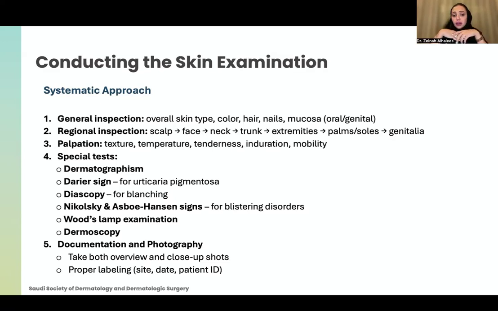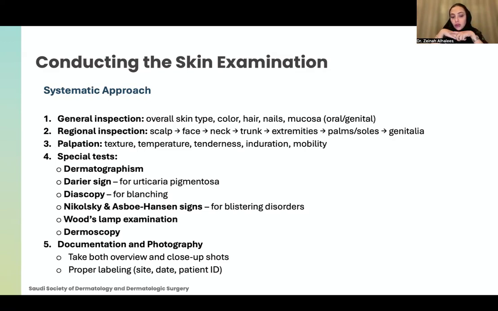You can definitely do special tests. Like we mentioned, you can use your dermatoscope, you can use your Woods lamp, but you can also do special tests on the skin itself that help you diagnose. So for example, you can check for dermatographism. If you're thinking of urticaria, you can get a Q-tip and do a little bit of a scratch on the patient's forearm and check if they're going to have an elevated red wheal. You can also look for Darier sign, for example, in urticaria pigmentosa. You can look for Nikolsky and Asboe-Hansen when you're looking for blistering diseases.